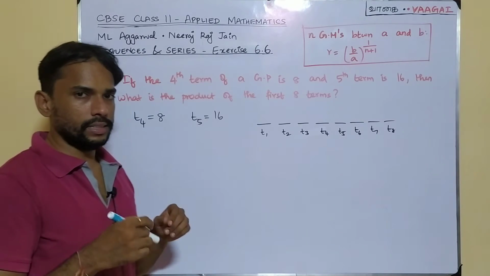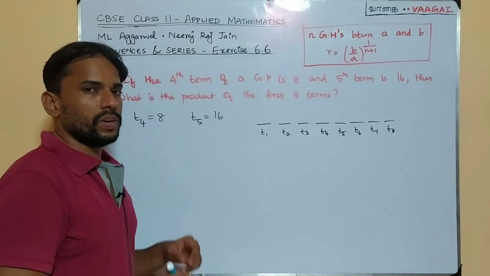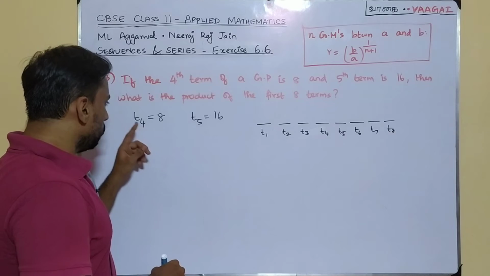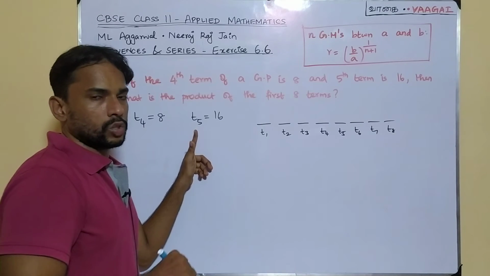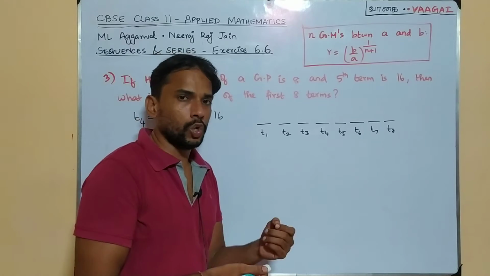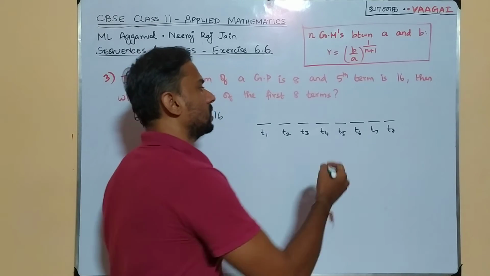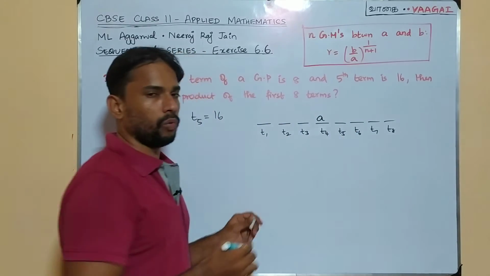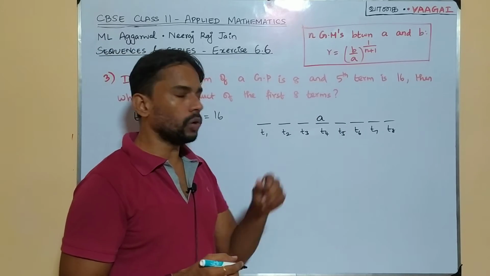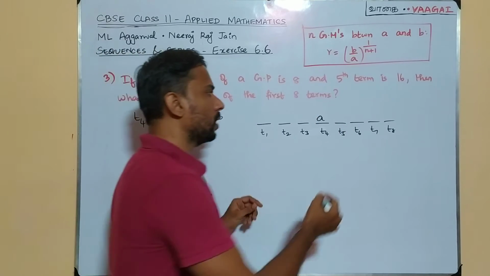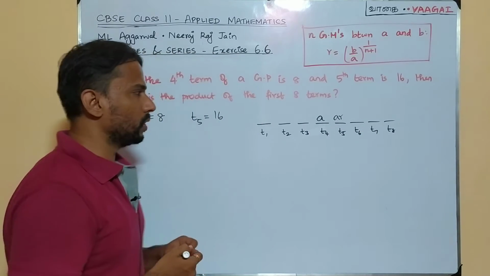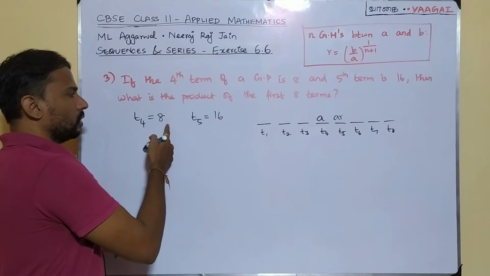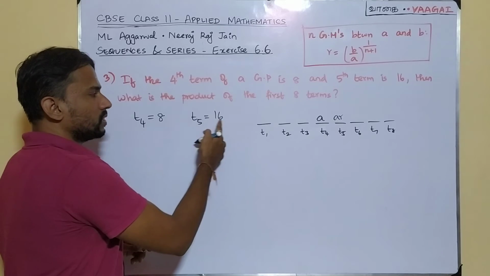This time, since we are given term 4 and term 5, let us do something here. We will assume term 4 as A, and obviously term 5 will become AR. That's it, very simple. I hope it is clear to you. So we have term 4 is 8, term 5 is 16.